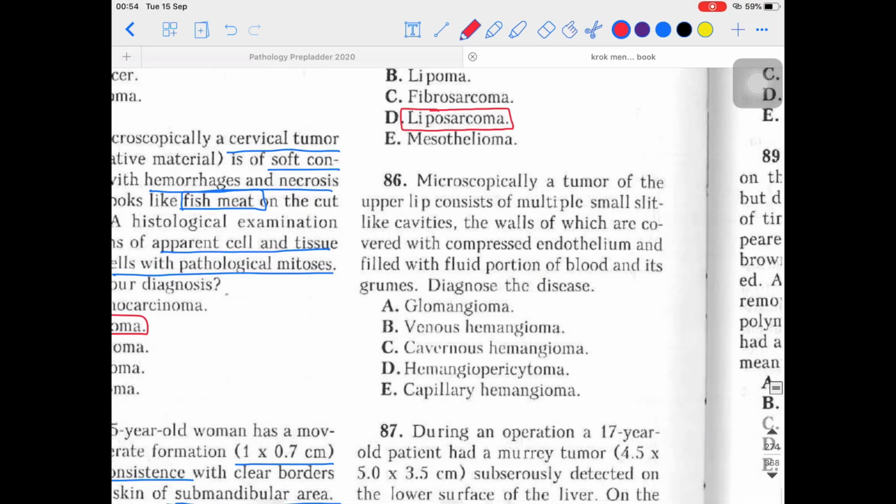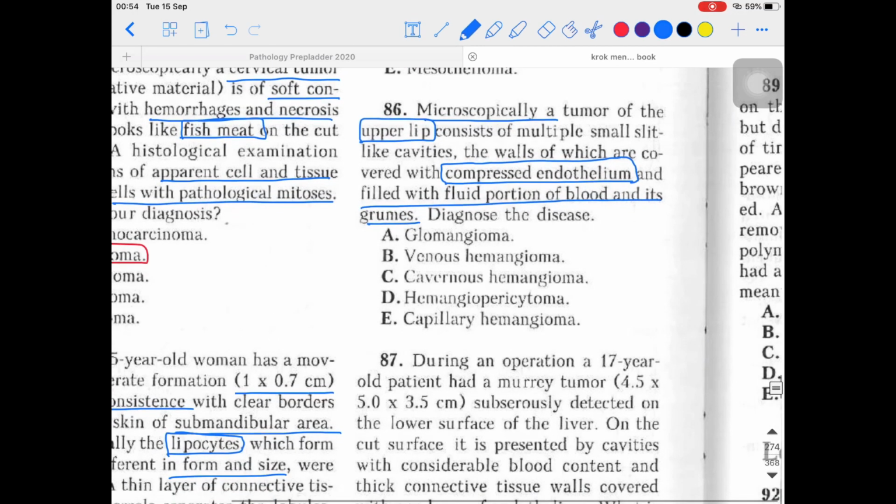Question number 86. Microscopically, a tumor of the upper lip consists of multiple small slit cavities, the walls of which are covered with compressed endothelium and filled with the fluid portion of the blood and its groups. They are talking about microscopic findings of a tumor occurring in the upper lip region. As you can see, they are talking about compressed endothelium. Endothelium is a part of the blood vessel. Which disease might they be talking about? According to me, the answer should be capillary hemangioma.